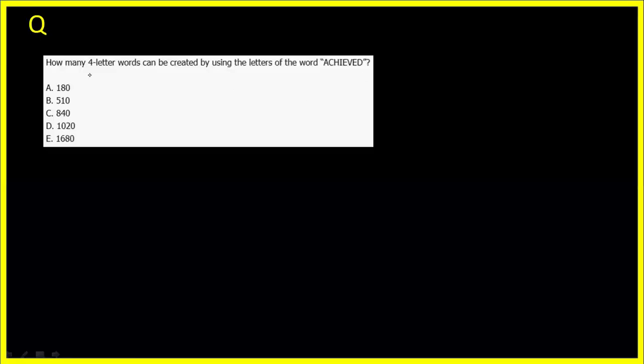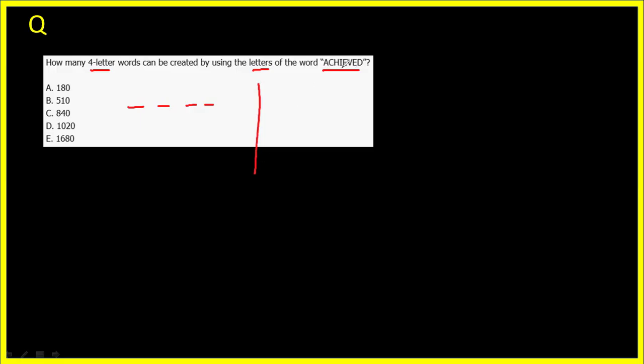Let's understand this interesting question. It says, how many four-letter words can be created using the letters of the word ACHIEVED. Now we have to create a four-letter word, right? So we have four slots which are to be filled. And how many alphabets do we have?